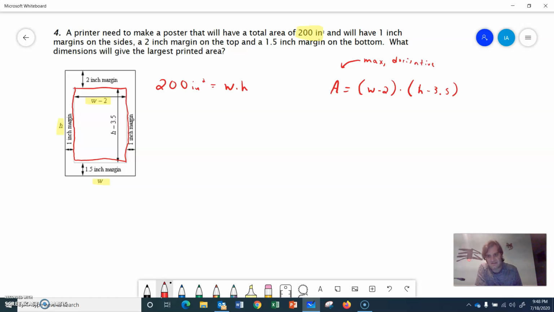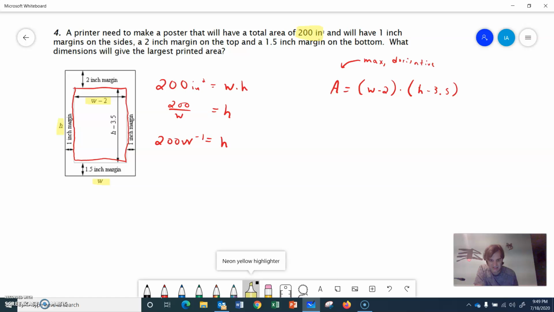But we don't want to have a W and an H on the right hand side. So we're going to use the fact that the whole poster has an area of 200 square inches, which is W times H. We can use this to replace either W or H. Doesn't really matter. I'm going to go with H. So let's divide this out and we'll have H equals 200 over W. Now that's not very useful when we go to take derivatives, so I'll rewrite it as 200 W to the negative first if I bring it to the top.